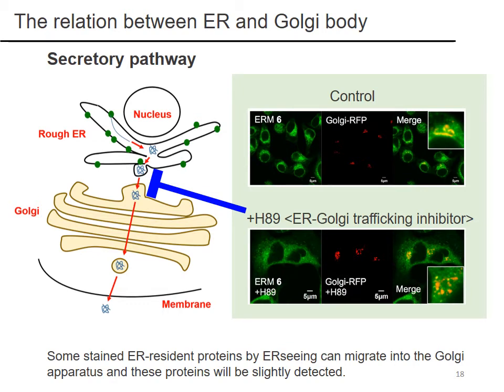Actually, when cells were pre-treated with an ER-Golgi trafficking inhibitor, Golgi staining by ER-Seeing was dramatically decreased. Please note, the ER contains secreted proteins, including membrane proteins and extracellular proteins. So ER-Seeing identifies ER-resident proteins primarily, but as labeled proteins migrate to the Golgi apparatus via the secretory pathway, there will be minor Golgi staining, which can be detected.